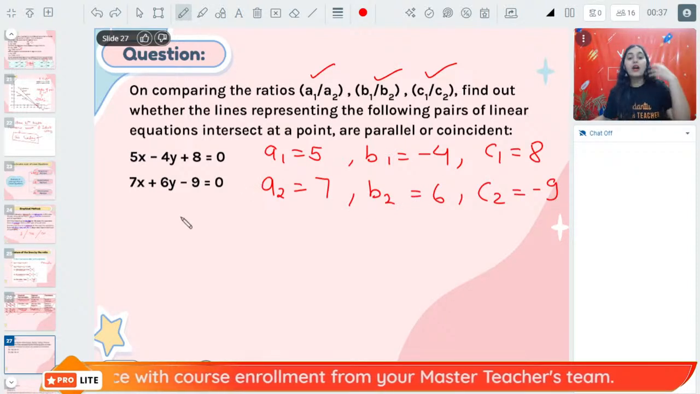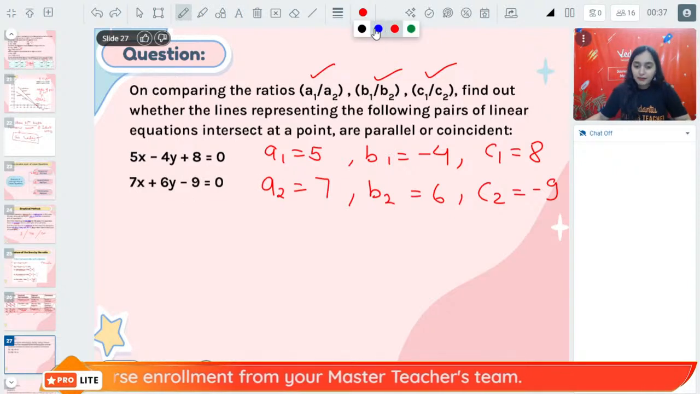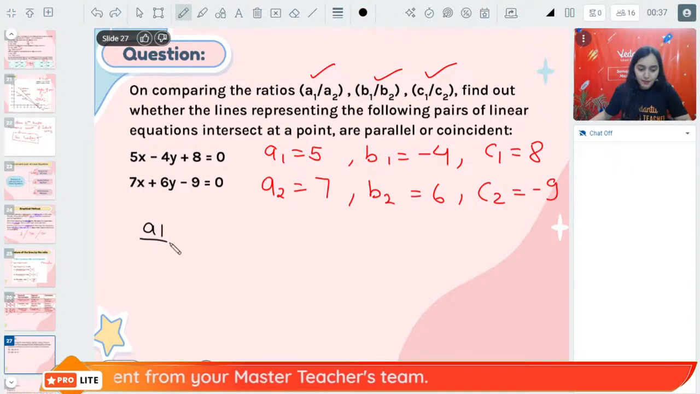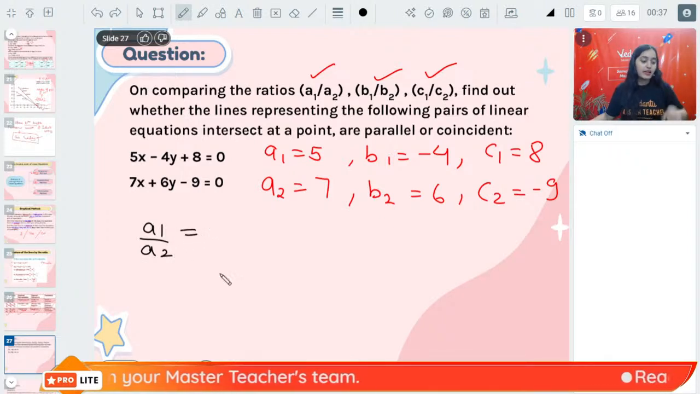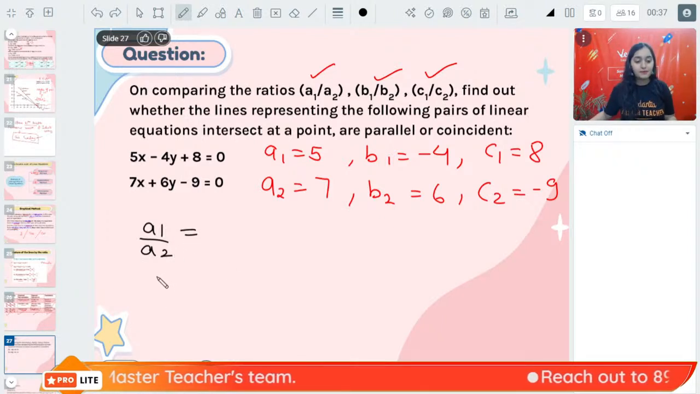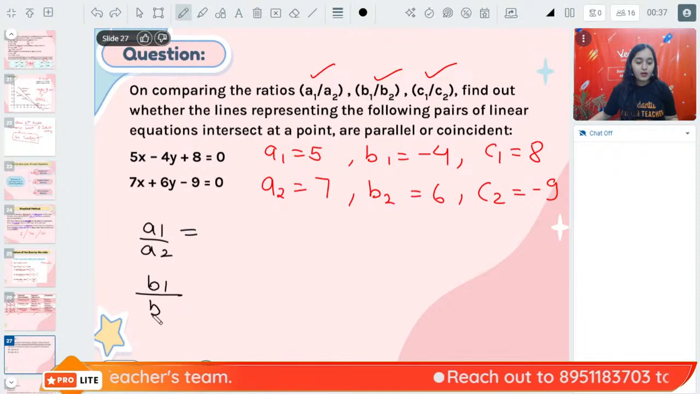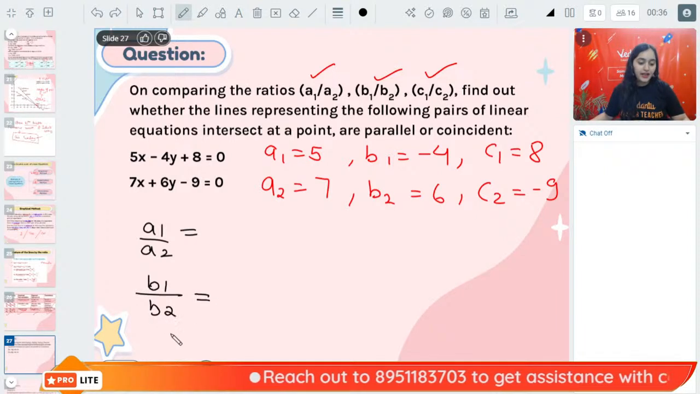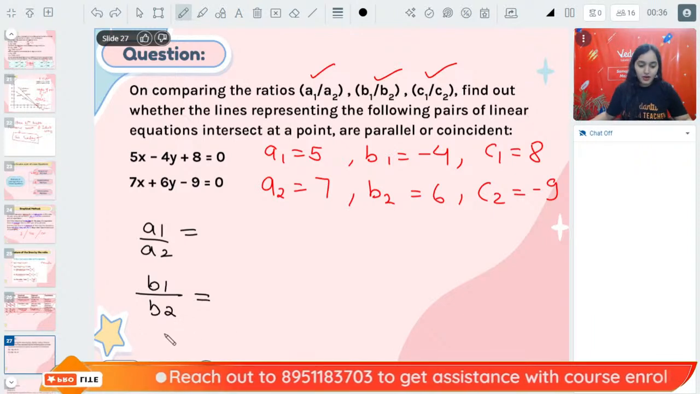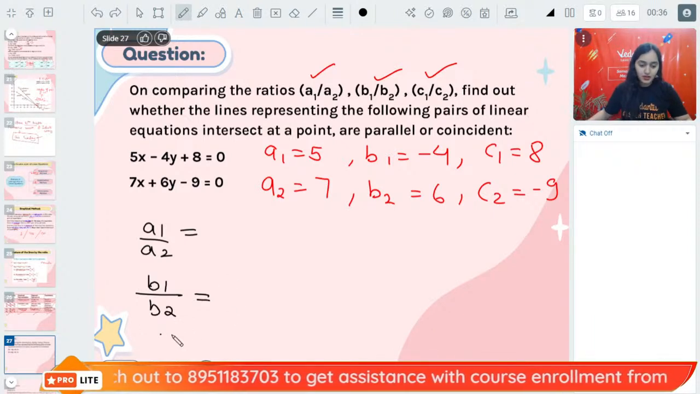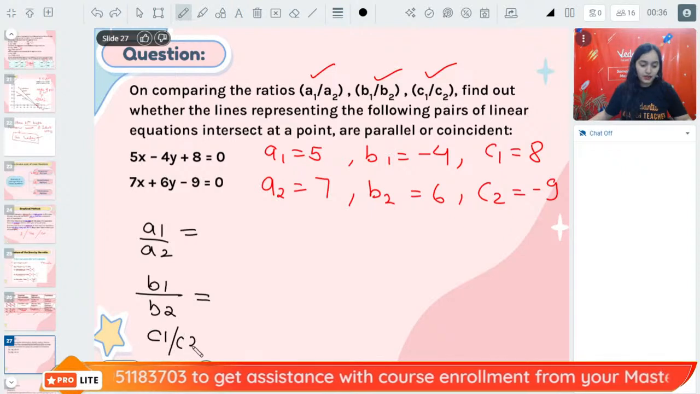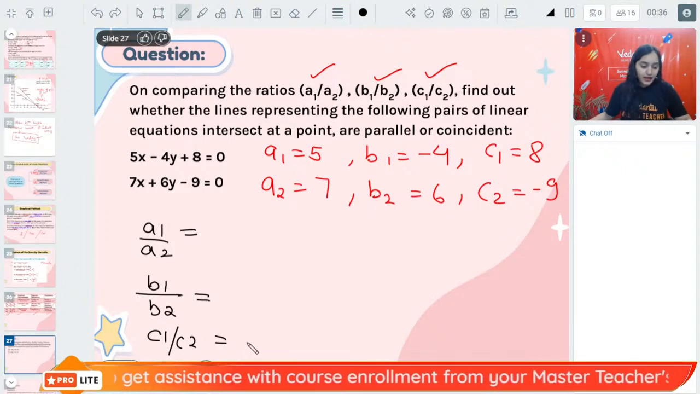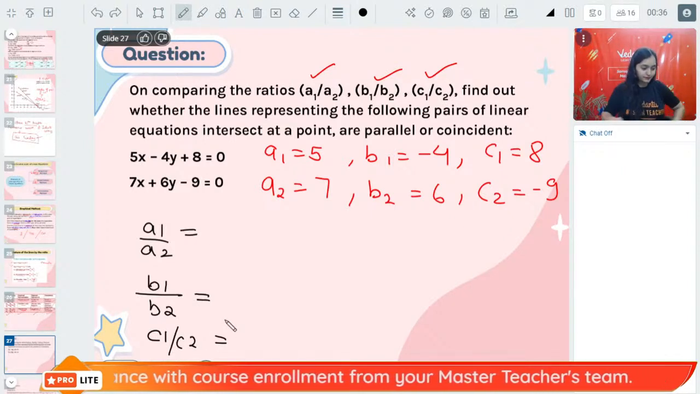Now, how are we going to approach this question? Simply find out a1 upon a2. How much is a1 upon a2? Please calculate. How much is b1 upon b2? And how much is c1 upon c2? Come on.